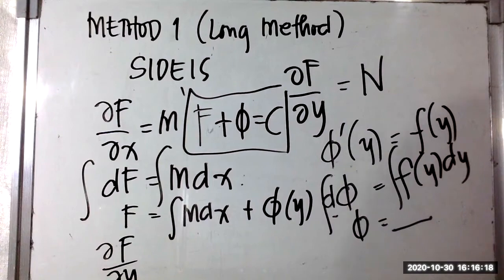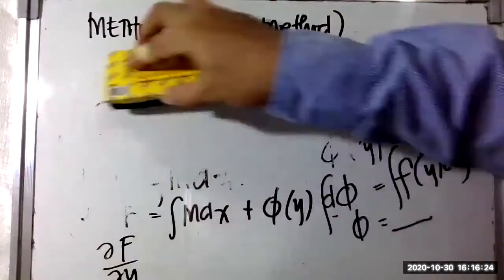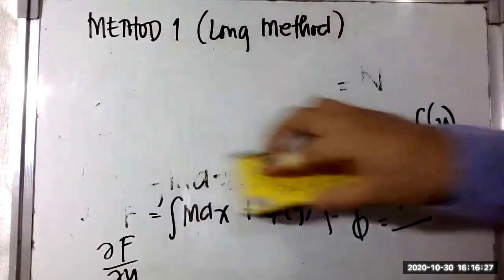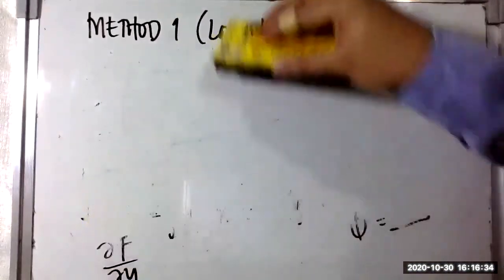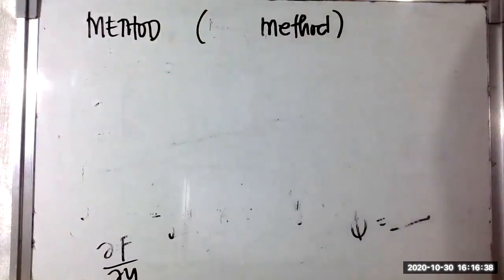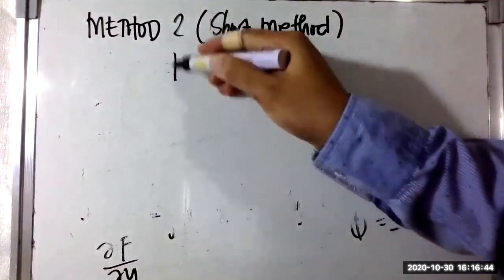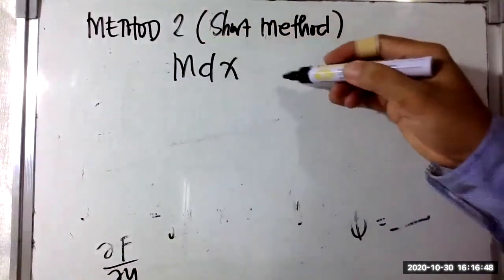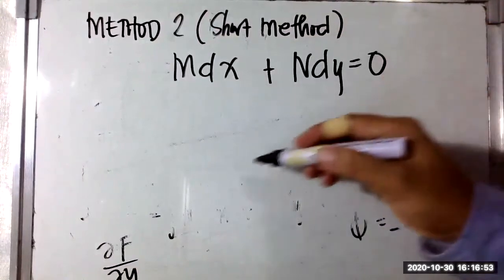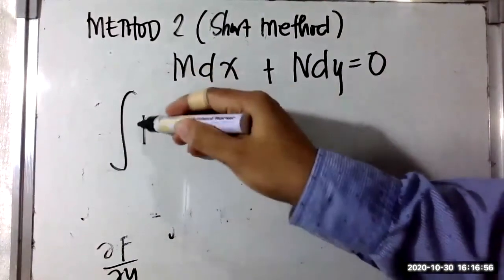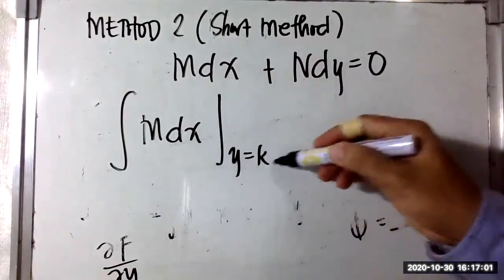Now method 2, so we call method 2 the short method. Why the short method? Because we'll no longer be utilizing several steps in solving the exact DE. So what you will do is, first, we have a first order exact DE, M dx plus N dy equal to 0. We integrate the first term, the integral of M dx. In this case, you have to take note that y is held constant.